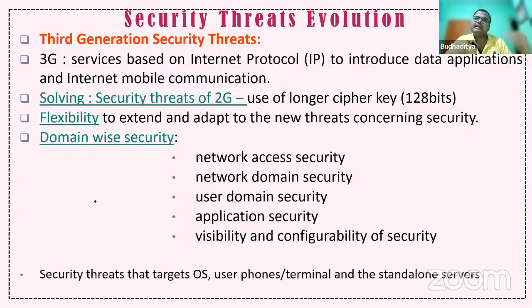Finally, this was taken care of in the third generation, when we came up with more stringent cipher techniques. You can see the longer cipher key of 128 bits. And as I said, reverse engineering those algorithms was relatively difficult. Also, for post 3G, the domain-wise security was improved.